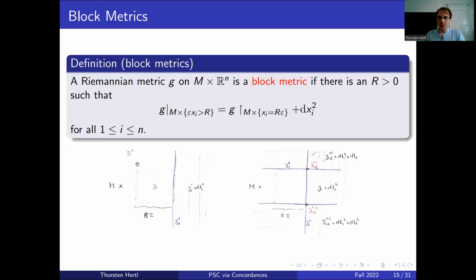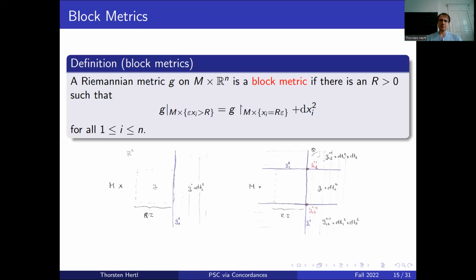For example, if you look at the pictures here, you have a product of M and R^2. And outside a certain region, you just have a product metric of a metric on the blue affine hyperplane and the Euclidean metric in the normal direction. And these decompositions are compatible. So for example, at the corner point, you have a product metric of a metric on M and the Euclidean metric on R^2. But of course, the metrics at the corner points can differ. They do not need to be the same metric.